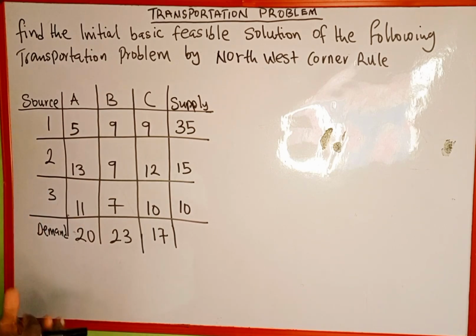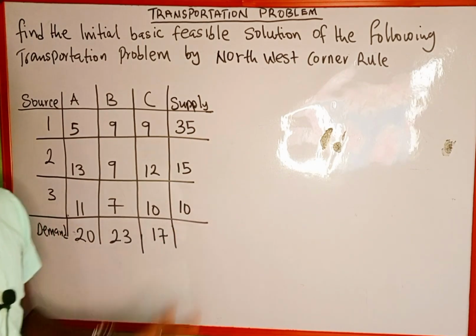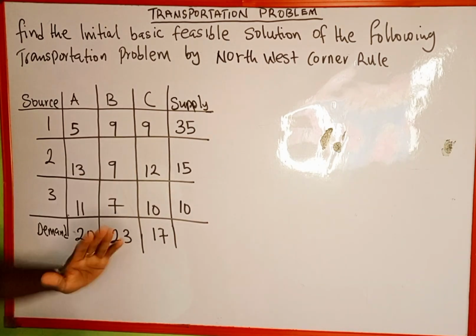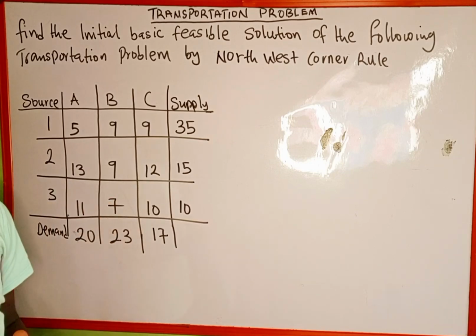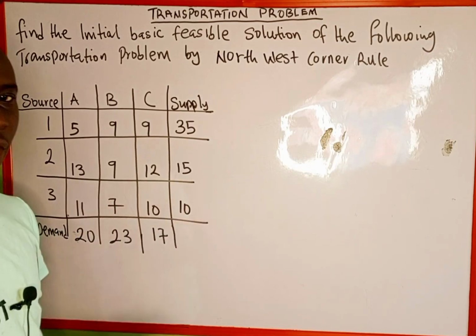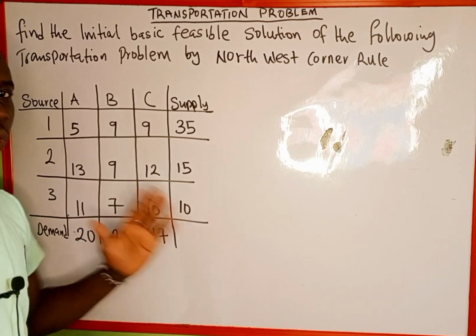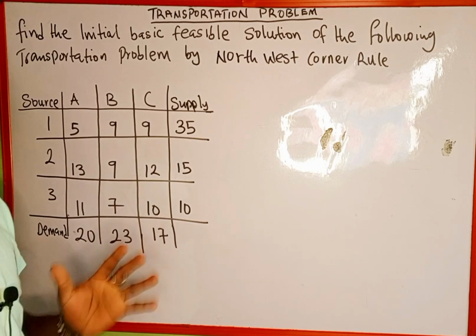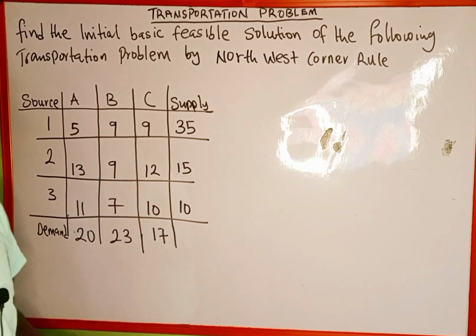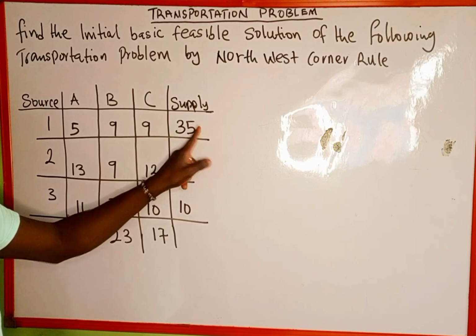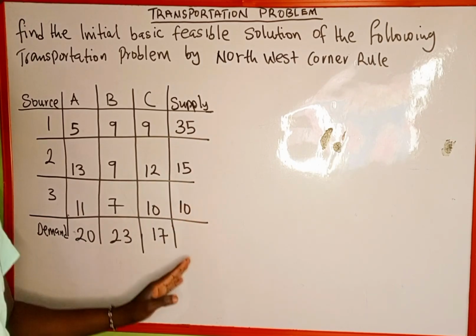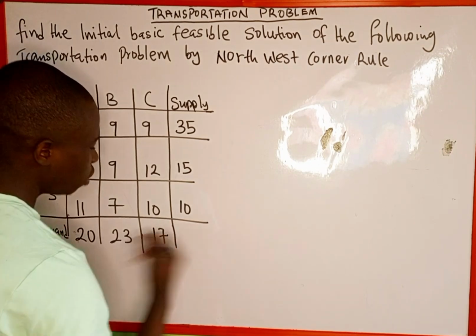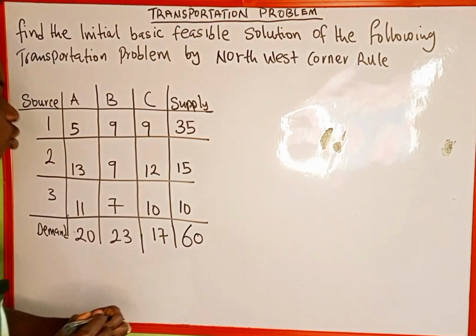The first thing we're going to check is whether this problem is balanced or unbalanced. To check that, we sum all the supply and sum the demand. If the demand is equal to supply, then we say that this problem is a balanced one. But if not, then we say the problem is unbalanced, and we are going to create another dummy column or row. So let's check. If we add up 25, 15, and 10, it is going to give us 60. Then 20, 23, and 17 is going to give us 60. So therefore, this problem is a balanced one.